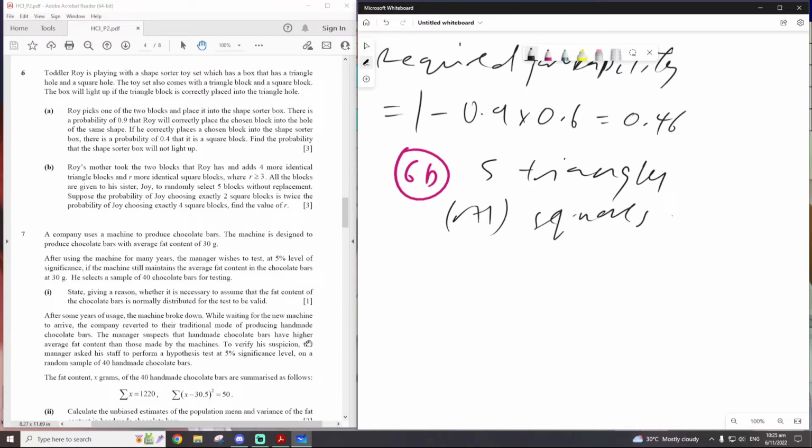Okay, now Joy chooses 5 blocks without replacement. The probability that she chooses exactly 2 square blocks is twice the probability of choosing exactly 4 square blocks. So choosing 5 blocks without replacement, how can you do that? Well, you have r plus 6 total items, so the bottom is just r plus 6 choose 5.